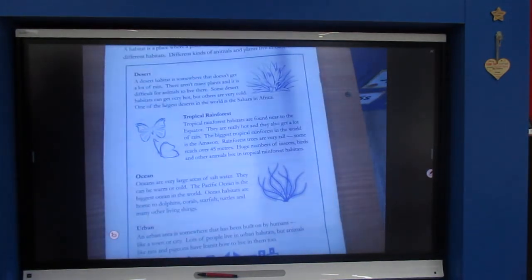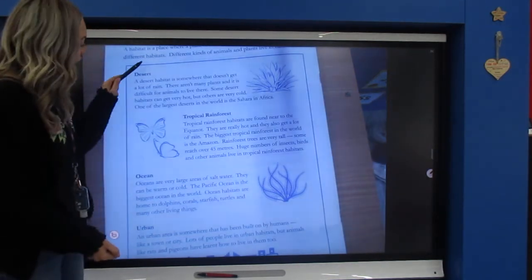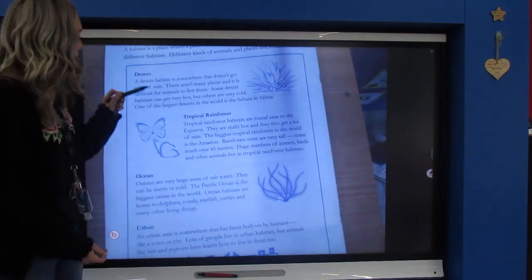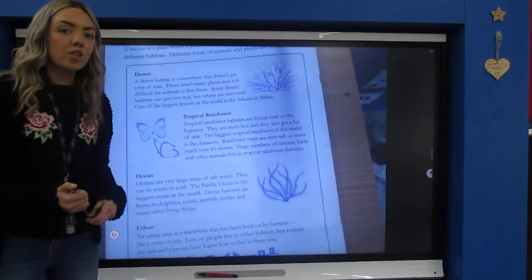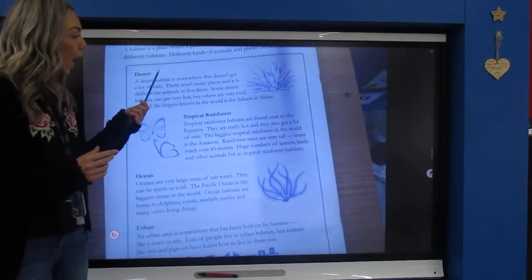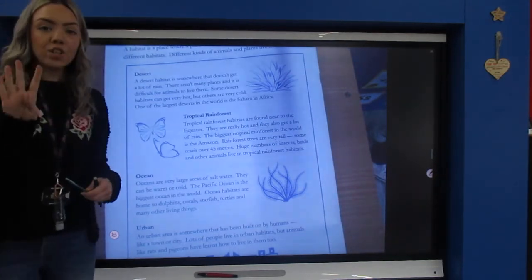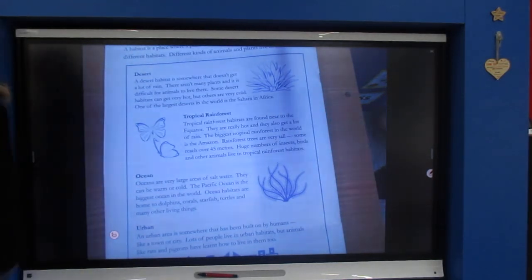So the first thing I would like you to do in your booklets today is go through the text and see how many subheadings you can find and put a circle around the subheadings so we know how many different types of habitat we are going to be reading about today. So find 4 subheadings for me, okay? And I'm going to do it with you.